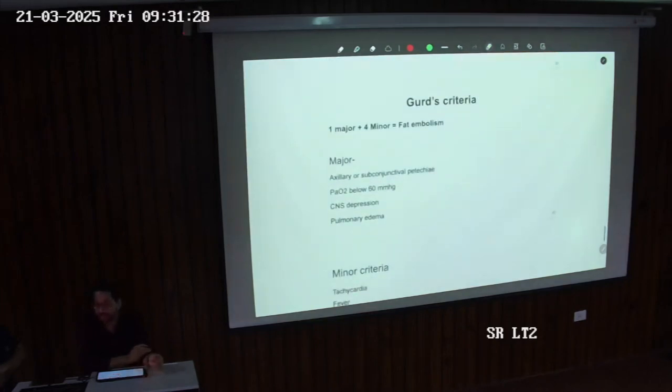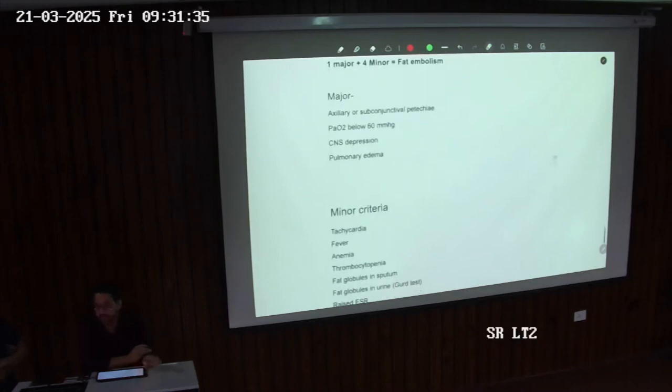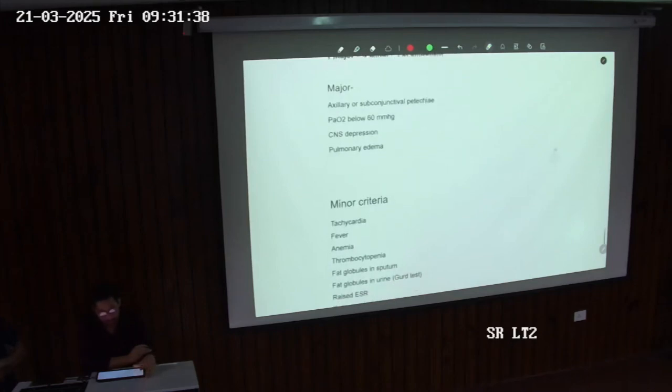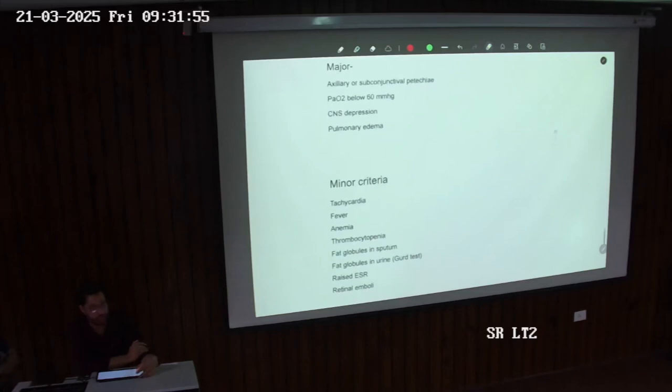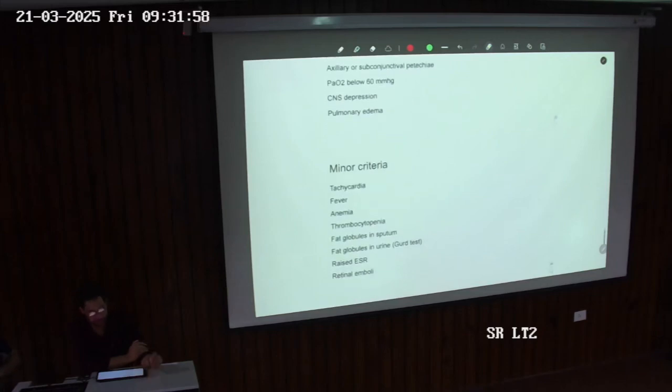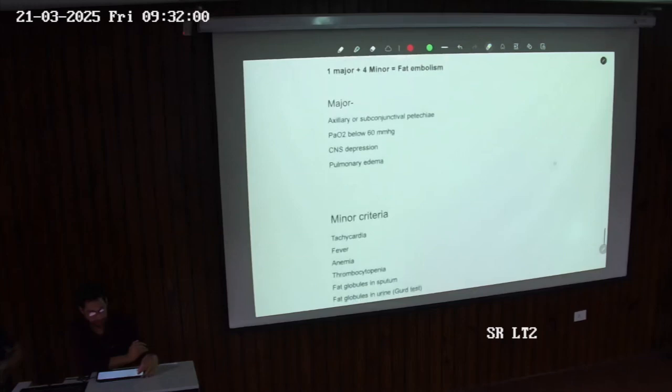Also present under fat embolism is the Gurd's criteria, in which there will be 1 major and 4 minor criteria. Headings are important. The major criteria will be axillary or subconjunctival petechiae, that is the spots. The oxygen will be below 60, PaO2 on ABG will be below 60 mm Hg. There will be CNS depression, that is confusion. Pulmonary edema will be present. Of these major criteria, one should be present, along with 4 minor.